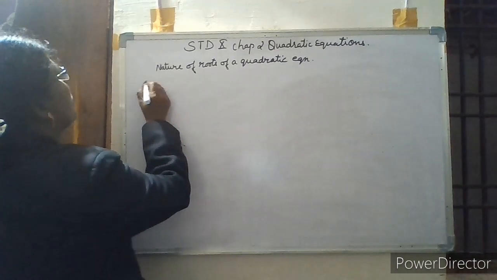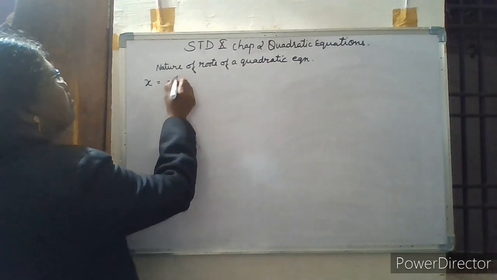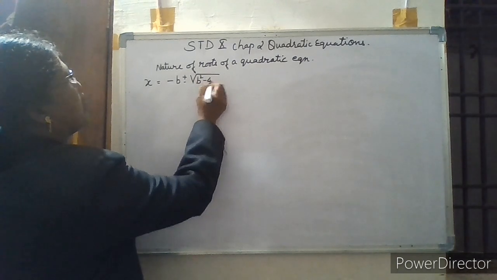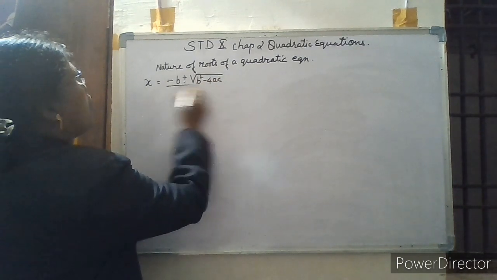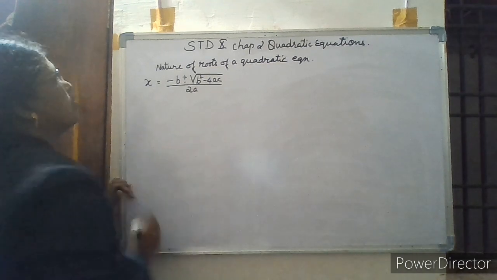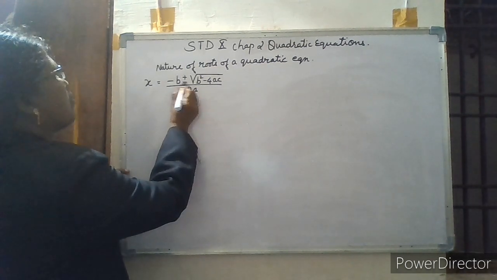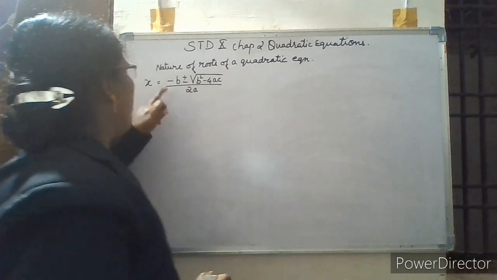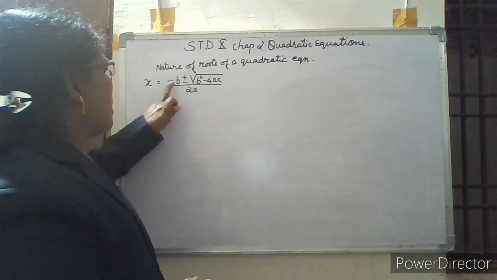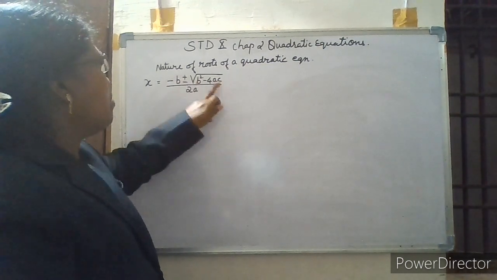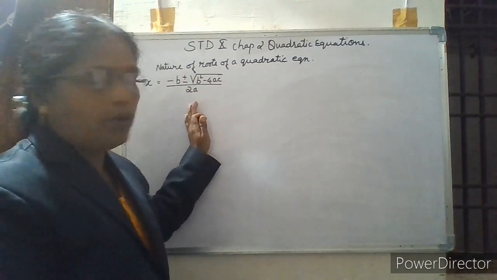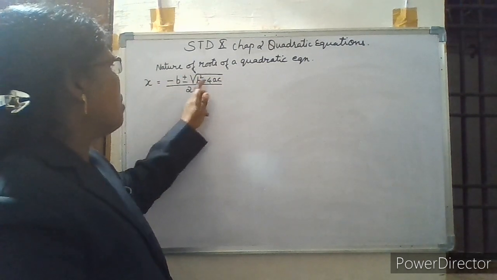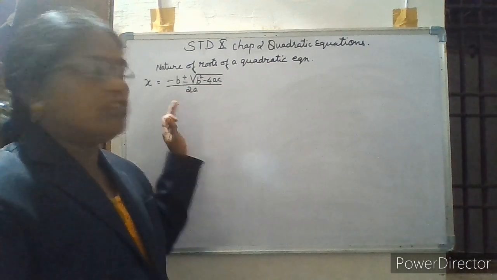x is equal to minus b plus or minus root of b squared minus 4ac upon 2a. Alpha and beta are the two roots of the quadratic equation. Alpha, if x is minus b plus root of b squared minus 4ac upon 2a, this is the one root. The other root is minus b minus root of b squared minus 4ac upon 2a. So this is the second root.